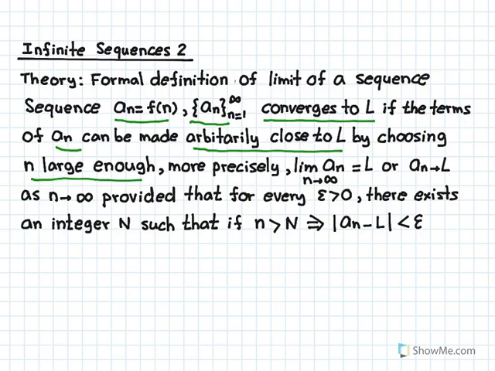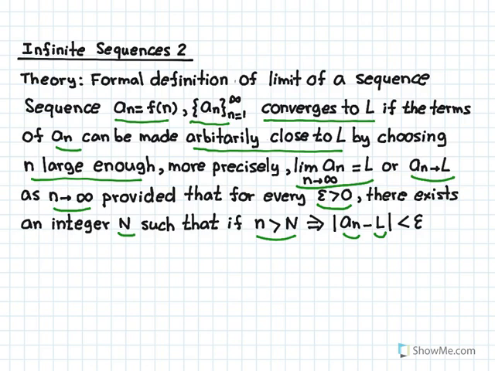More precisely, the limit as n goes to infinity of a_n is equal to L, or a_n approaches L when n goes to infinity, provided that for every epsilon larger than 0, there exists an integer N such that when n is bigger than capital N, the difference between the sequence term, which is a_n, and its converging limit is less than epsilon. So the idea is that if we can make that difference arbitrarily small, which is basically making epsilon approach 0, then a_n has to approach L. The limit of the sequence will be L, the sequence converges to L.